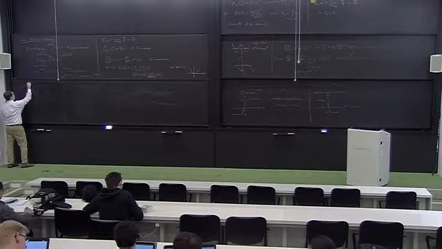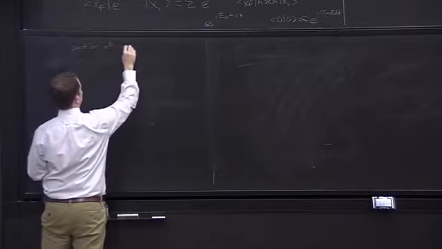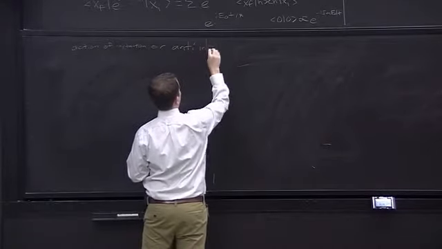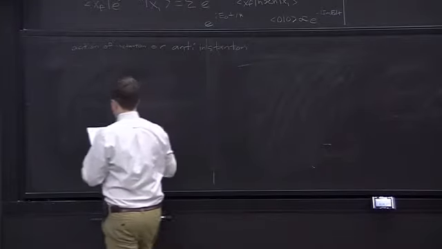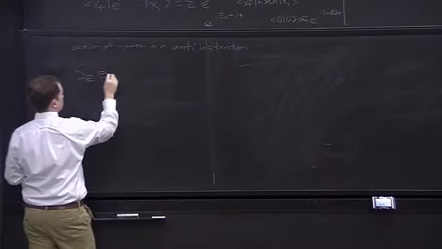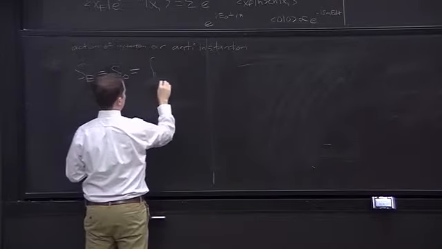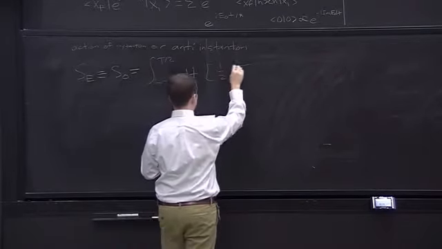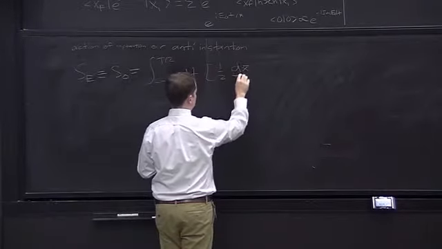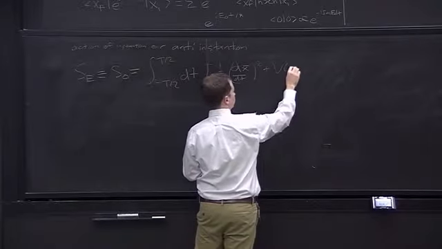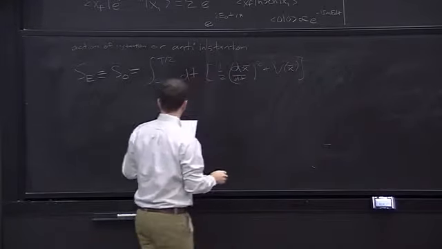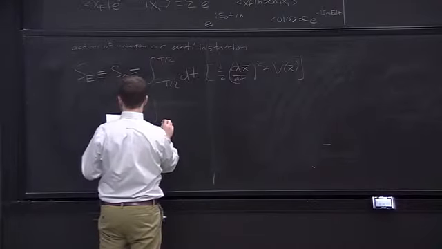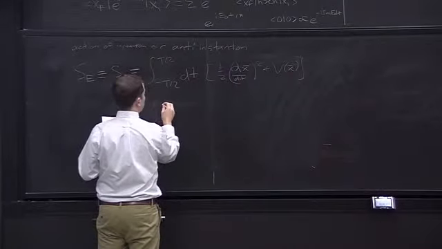So the action of one instanton or anti-instanton is, let's call it S naught, the integral from minus T over 2 to T over 2 of (1/2 (dx/dt) squared plus V of x), which we can evaluate by changing our integration variable from t to x.